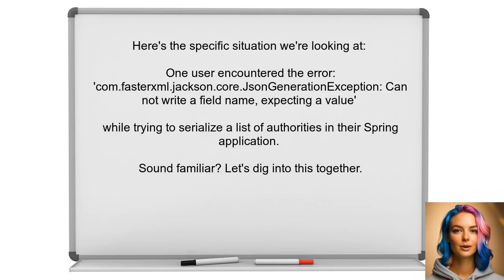Here's the specific situation we're looking at. One user recently encountered the error com.fasterxml.jackson.core.JsonGenerationException: cannot write a field name, expecting a value, while trying to serialize a list of authorities in their Spring application. Sound familiar? If so, let's dig into this together and find a solution.